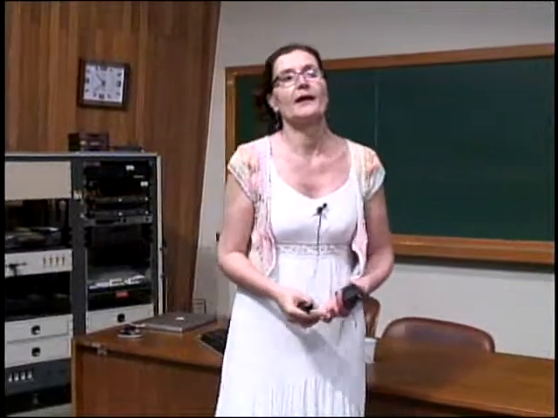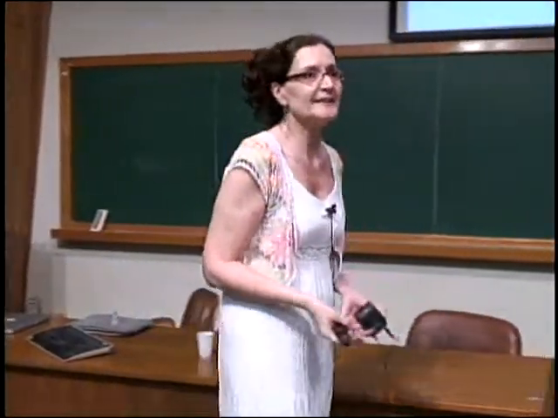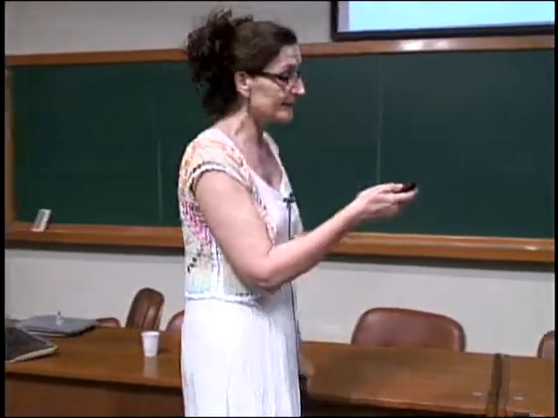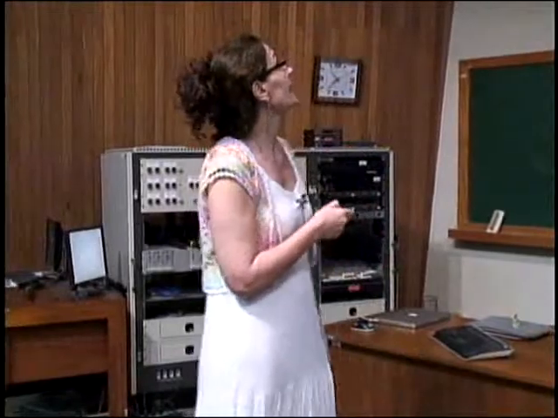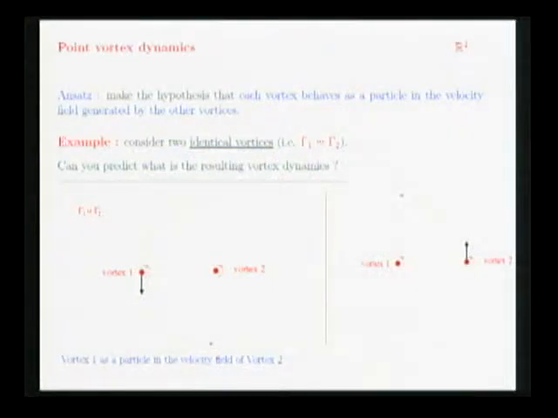Of course, we can deduce this directly from the Euler equation, and there are beautiful works by many people, and the one that's dear to me is the work by Marchioro and Pulvirenti in the 90s. But one can also make an ansatz, and this is the ansatz that is underlying many fluid dynamics papers. Let's consider that each vortex behaves as a particle in the field of the other vortices.